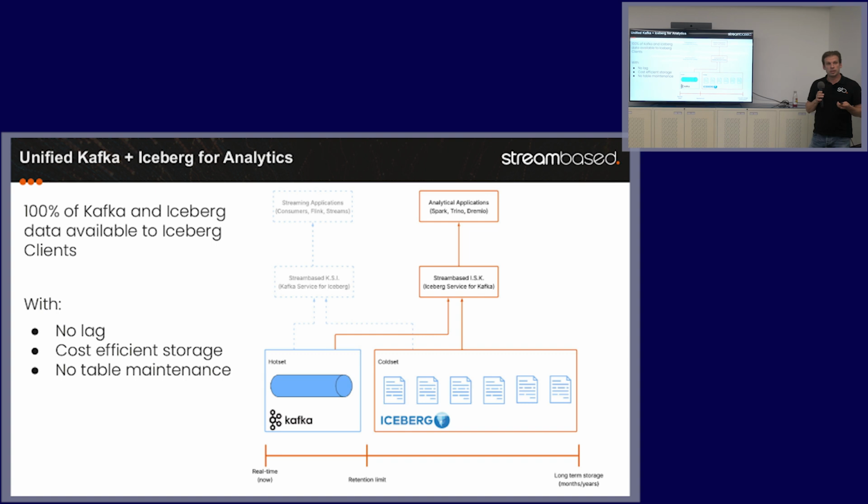Have we achieved our cost-efficient storage? Well, yes. We no longer have any copies of the data. As we hit the retention limit in Kafka, we seamlessly cross over into very nice and cheap object storage for Iceberg.